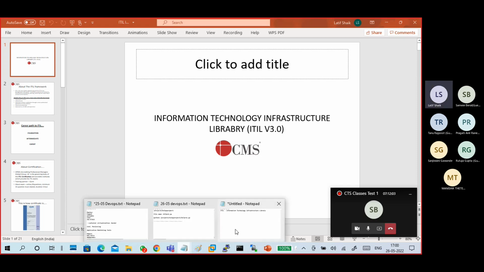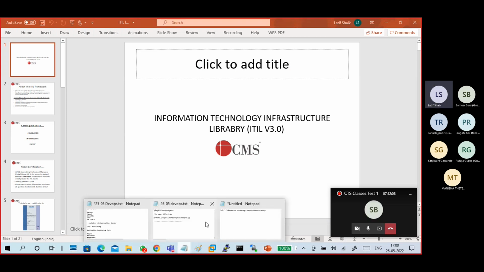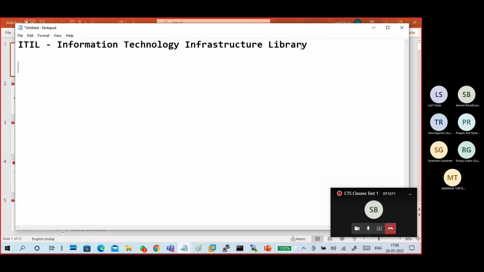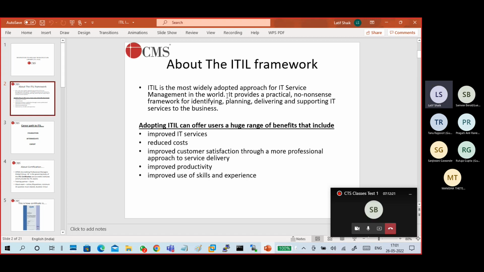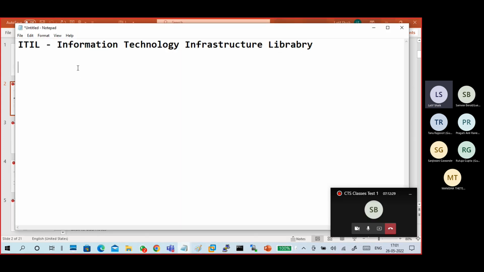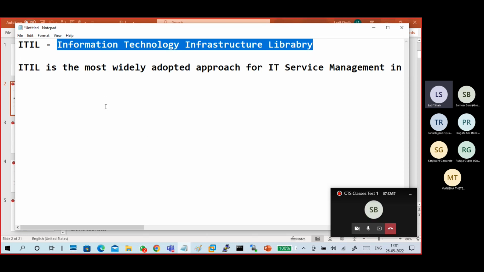Spelling wise, library. IT infrastructure library. Okay, so this is the first point, the definition of ITIL, guys. This is what we have to remember. I'll tell. The question is, what is ITIL? ITIL is an IT infrastructure library or information technology infrastructure library.